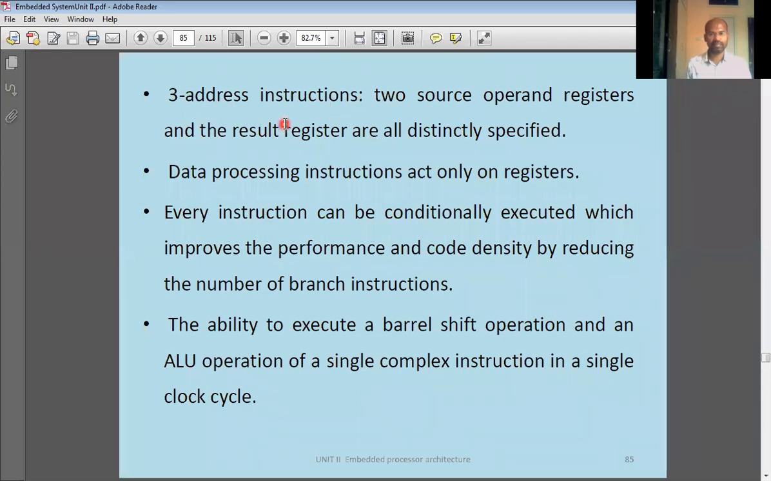That's what this feature is telling us. Data processing instructions act only on registers. Data processing means arithmetic, logical instructions. They act only on registers. They cannot access the memory.